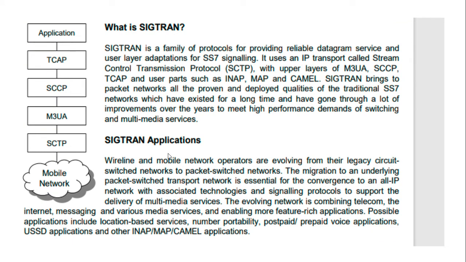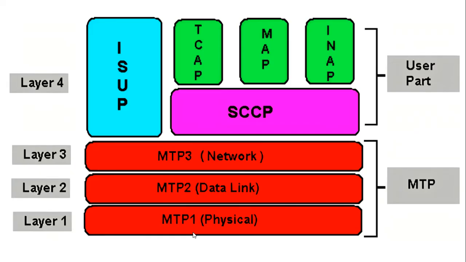Let's see what are the various applications that SIGTRAN is supporting. Once the SS7 network signaling is connected over SIGTRAN, it can help with the INAP, MAP, and CAMEL protocols. As I can show you here, here is the MAP protocol, INAP, TCAP, and ISUP. So all these protocols it can support.